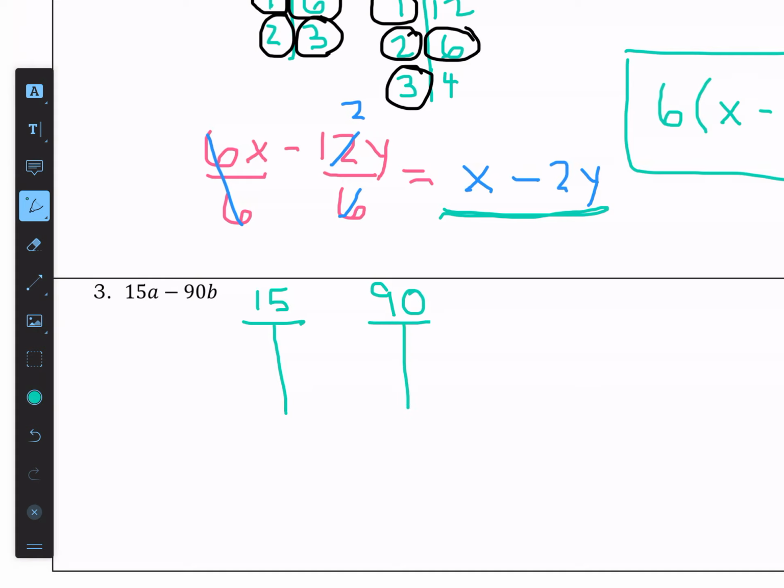and 90. Okay, so our factors of 15 are 1 and 15 and 3 and 5. And we've got a whole bunch of factors for 90. We've got 1 and 90, 2 and 45, 3 and 30, 5 and 18, 6 and 15, and 9 and 10. Okay? All right. So big list for 90.